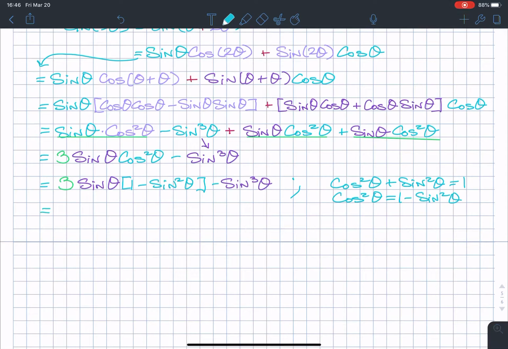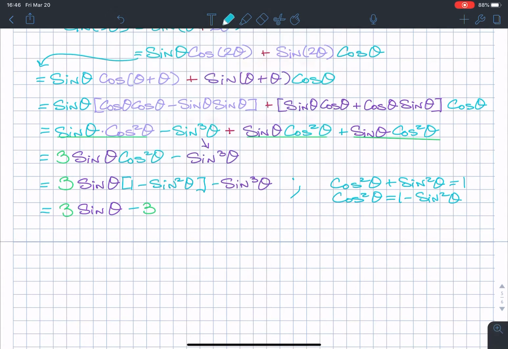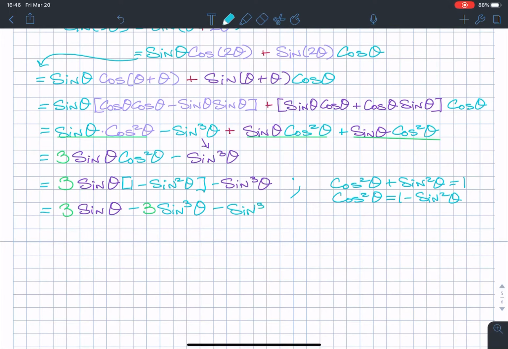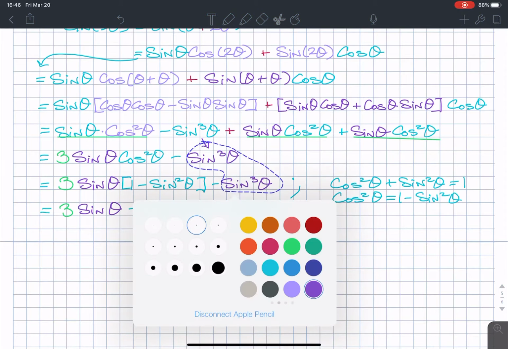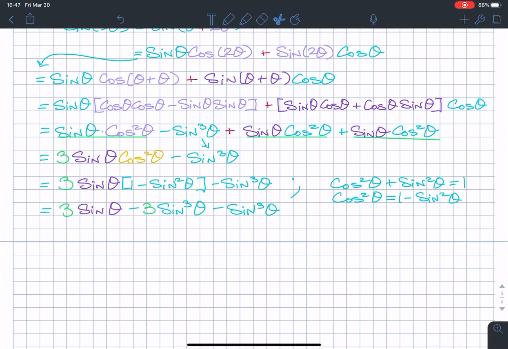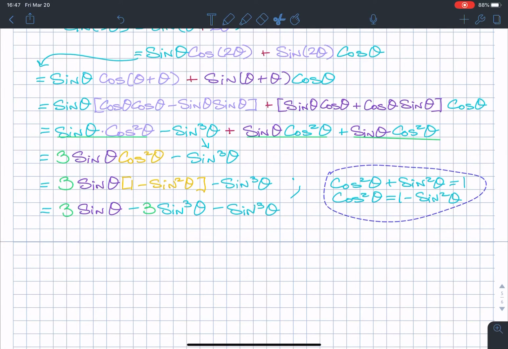So distributing, what do I have? I have 3 sine theta minus 3 sine squared, sorry, sine cubed, there's 3 of them, sine cubed theta. And then finally minus, do you know what? Maybe I should have kept that blue. Sine cubed theta. Let's make that blue so that we see what I'm doing. It'll be easier to look at. And what I'll do here is I'll make the cosine yellow. Cosine squared theta, let's make that yellow.